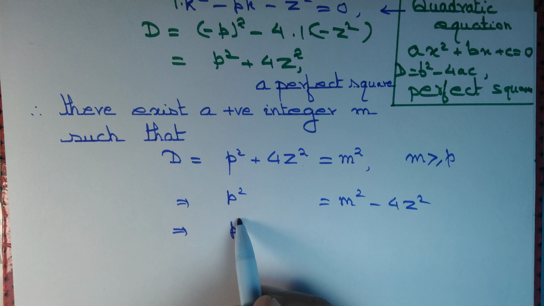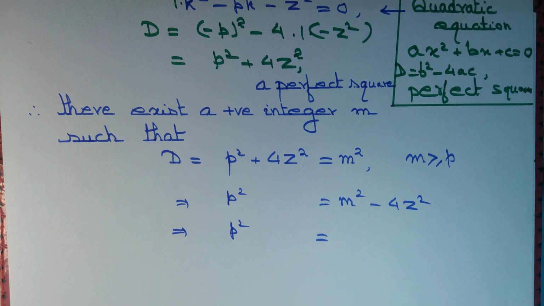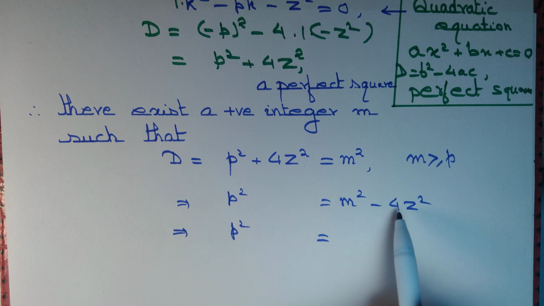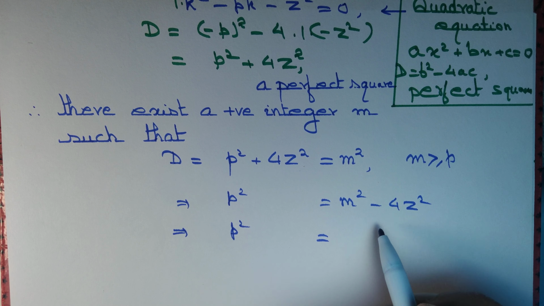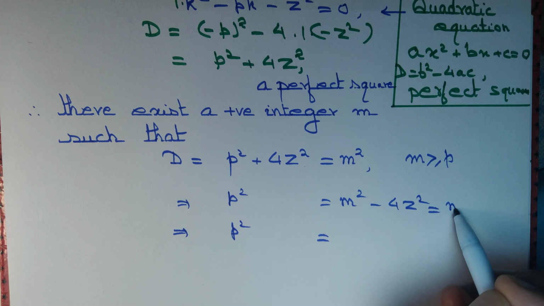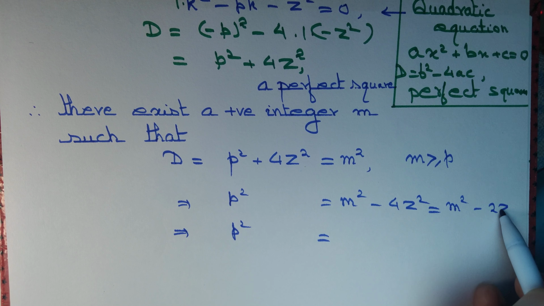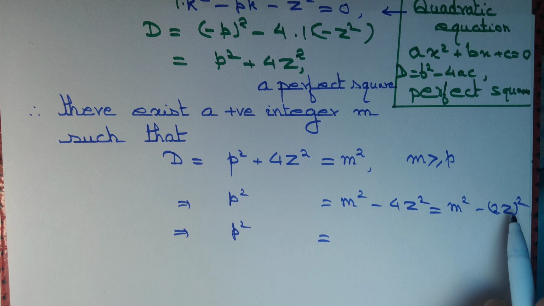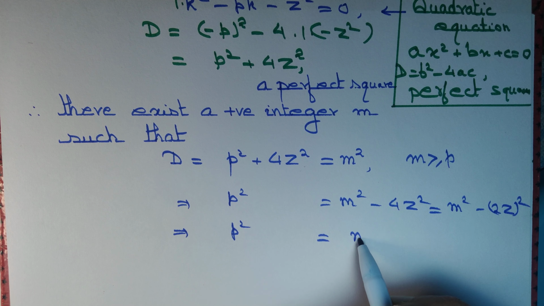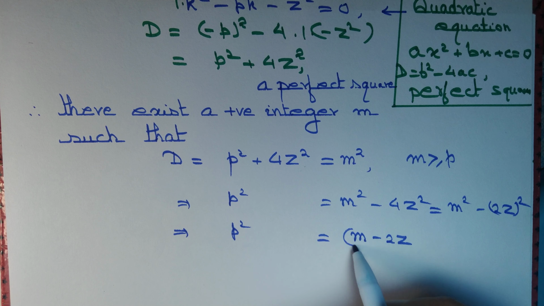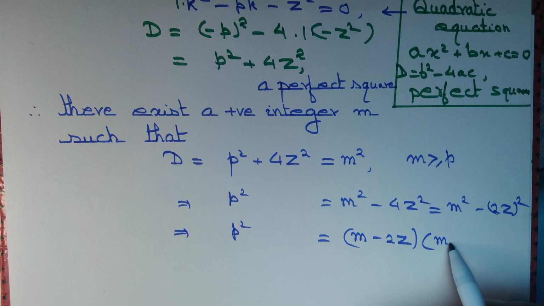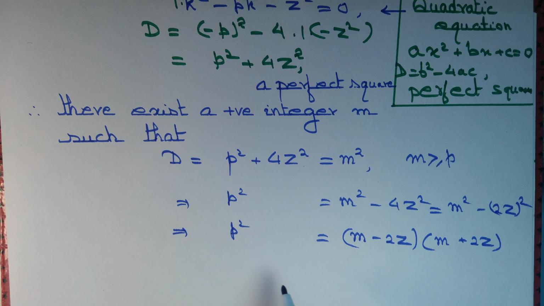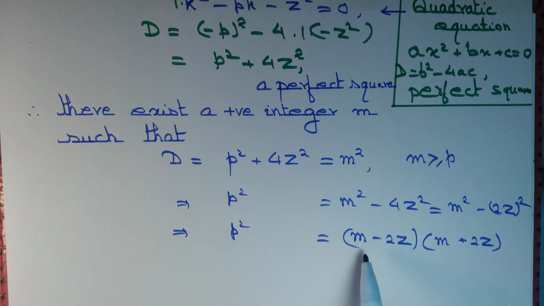Further, a prime is having a few number of factors. If p is a prime, 1 and p are the only factors of p. Let's factorize the right hand side. M square minus 4z square can be written as m square minus 2z whole thing square. So that's an expression of the type a square minus b square, which can be written as a minus b into a plus b. So p square equal to m minus 2z into m plus 2z.